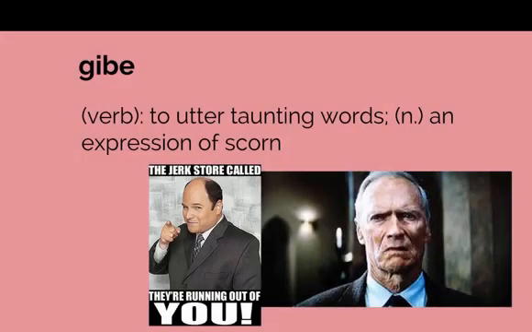Okay, our next word is jibe, which is a verb and it means to utter taunting words, but it can also be a noun, as in the expression of scorn. So I have both examples for you here. We've got George Costanza with his insult on the left, and then we have this ugly, scornful look from Clint Eastwood. They both really describe the same thing, these kind of taunting, scornful ideas, and one is just the action and the other is the expression that accompanies it.